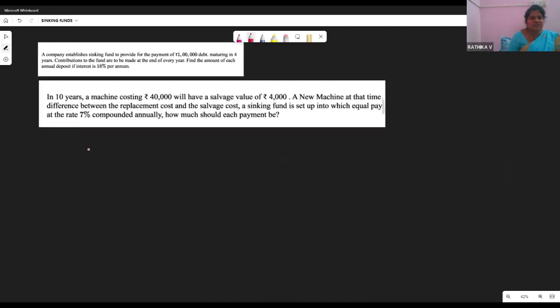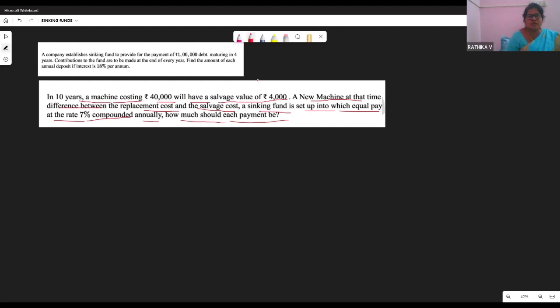In 10 years, a machine costing rupees 40,000 will have a salvage value of rupees 4,000. For a new machine at that time, the difference between the replacement cost and the salvage cost, a sinking fund is set up into which equal payments are made at the rate of 7% compounded annually. How much should each payment be? So in this question, they have given the salvage value.